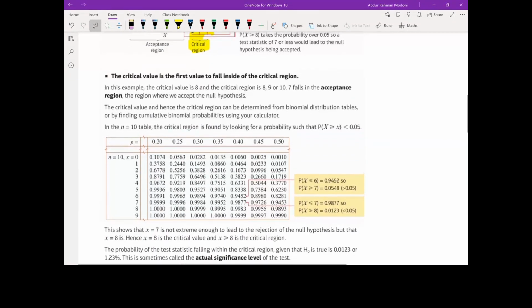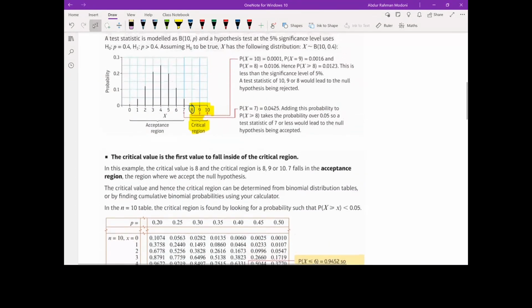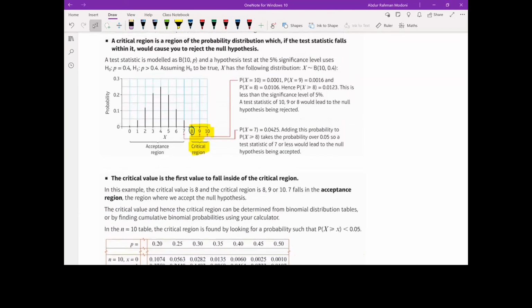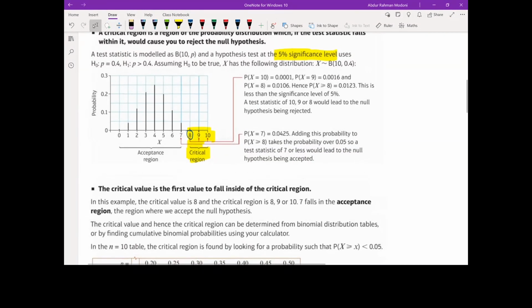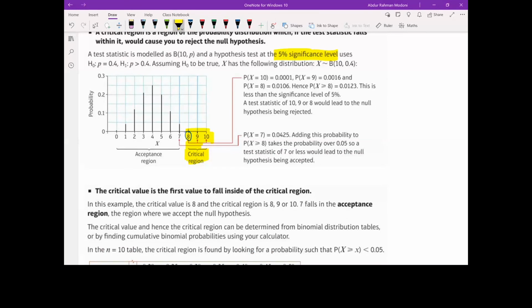So how do we reject something? Well, it's dependent on the significance level. Whatever significance level they provide, our value would have to have a probability less than that significance level. In this particular example, we had a 5% significance level. It was a one-tail test. If you take a look at this, when the probability of x equaling 7 is 0.0425, that is a value which is less than 5%. If we turn that into a percentage, it is 4.25%, and that's less than 5%. So this is the first value that goes under the 5% significance level.